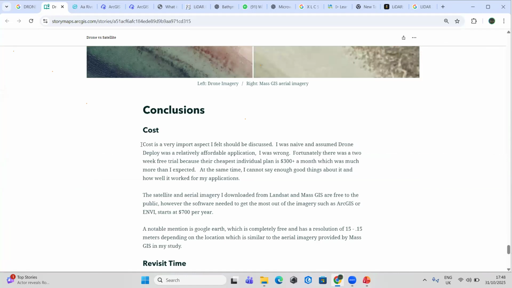So, as this person also says, cost is a very important aspect that I felt should be discussed.